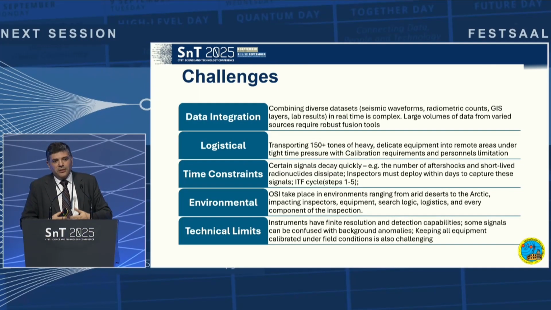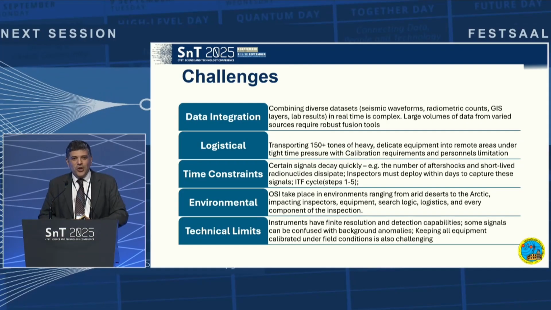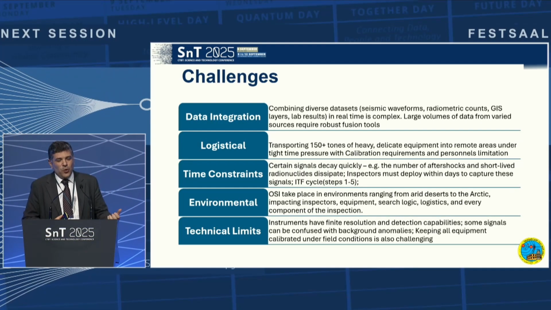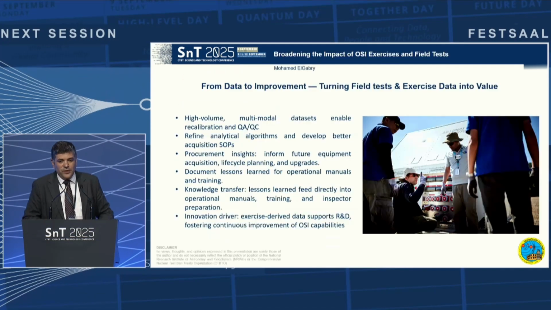Of course, the environment: different, harsh environments, mountains, desert, Arctic, even the equipment faces challenges. Some equipment will probably not run in very cold zones, others will not work in very hot zones. And even the signature will be different. The signature, what we are searching for, will be different from a tropical zone to an arid zone. And of course, the technical limits of the equipment itself, and how we can address and improve this.